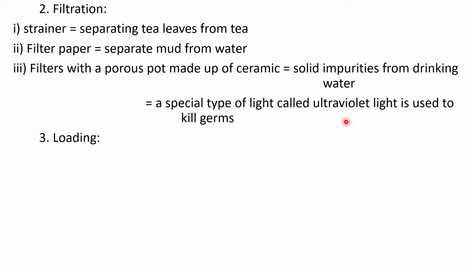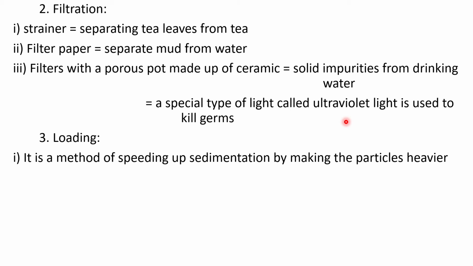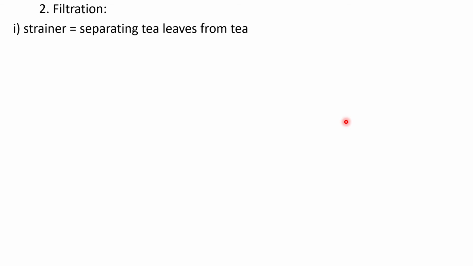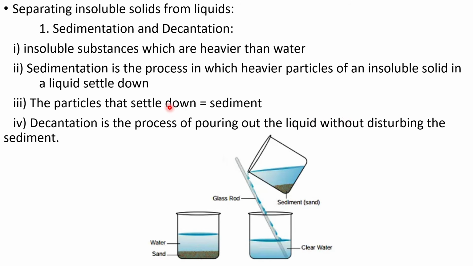Okay, next is loading. It is a method of speeding up sedimentation by making the particles heavier. If you recall, just now we discussed sedimentation. For what types of substances do we use the sedimentation process? For substances which are insoluble and which are heavier than water. So we can use the process of sedimentation.